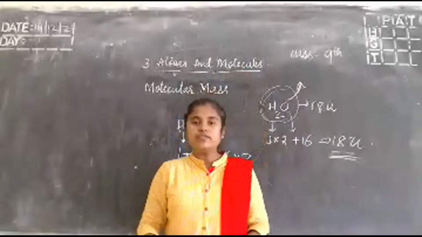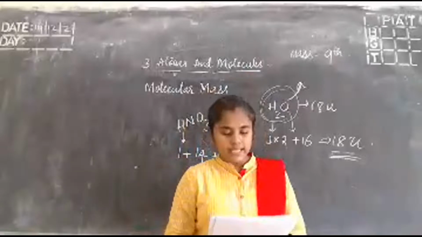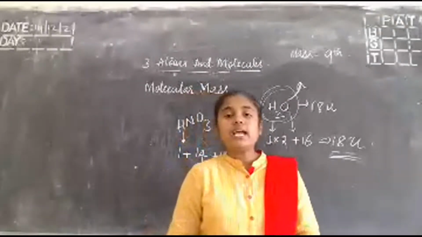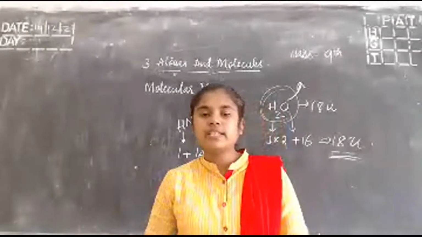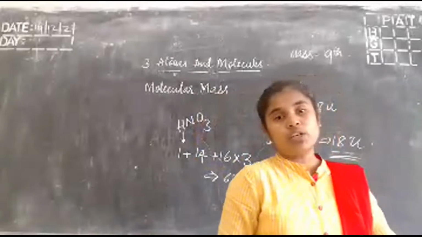So, is it clear for you all, the molecular mass? Let me define it for the final time. The molecular mass of a substance is the sum of the atomic masses of all the atoms in a molecule of the substance. So, this was about the molecular mass.